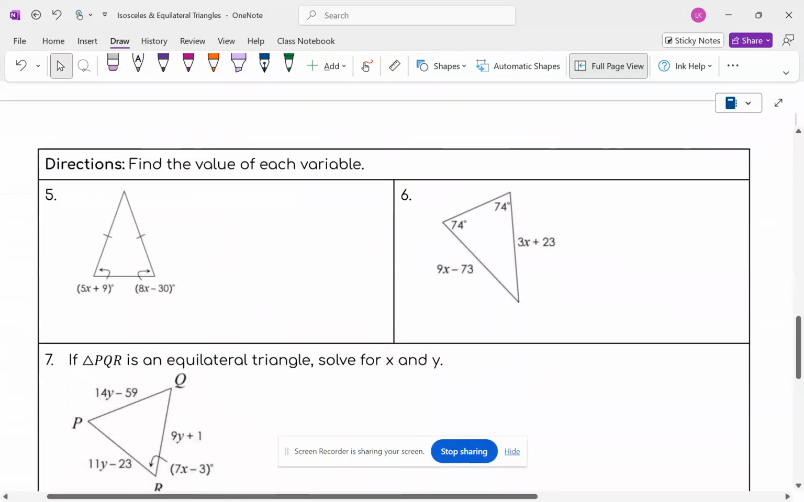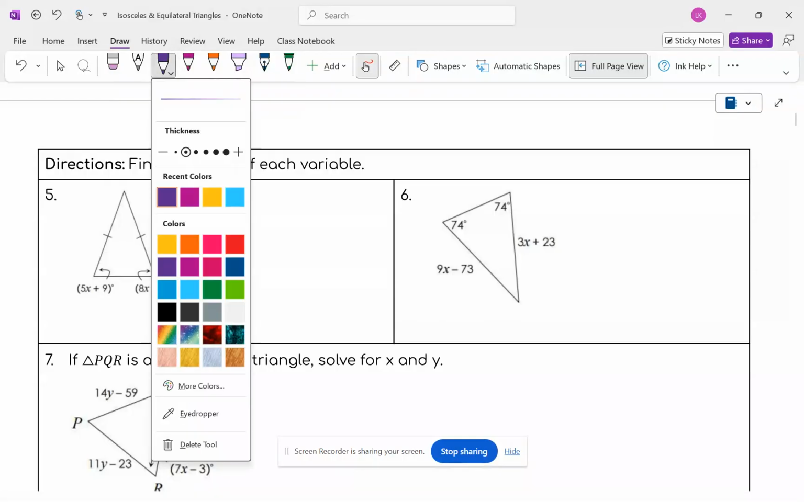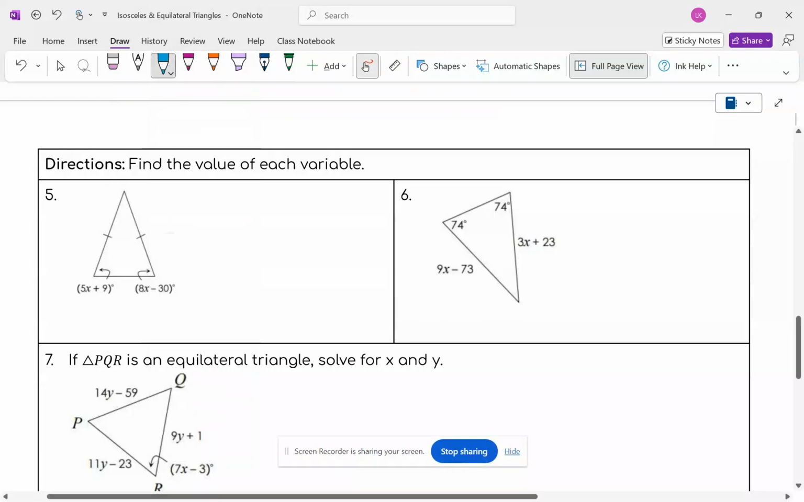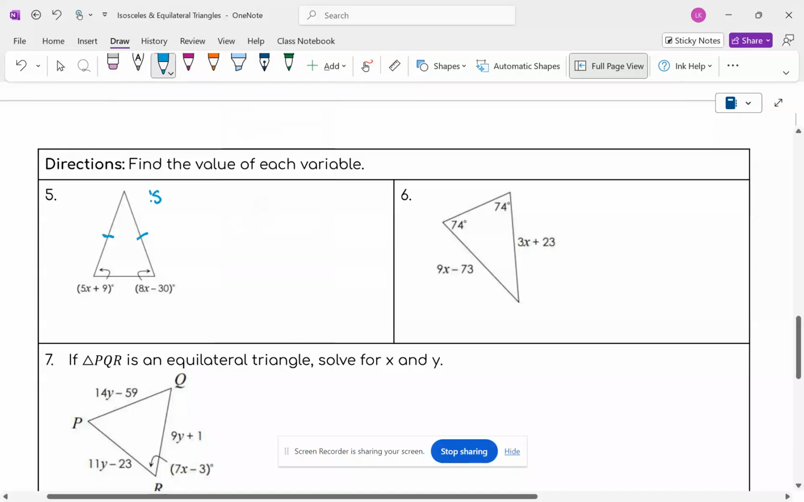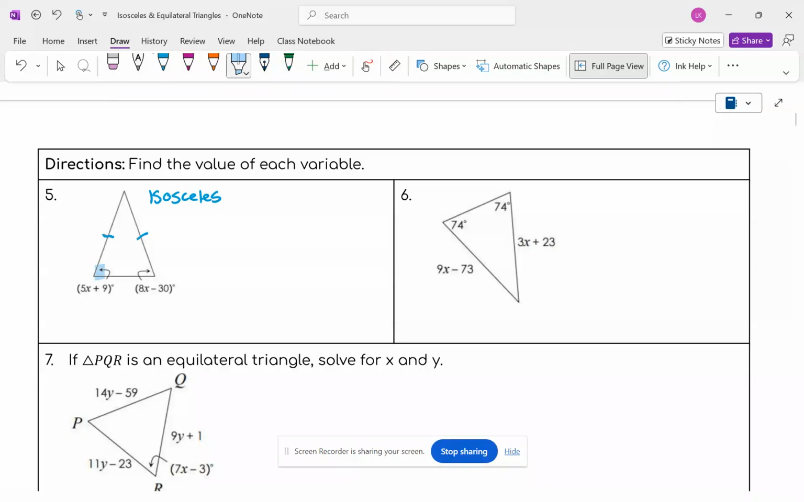All right, now we're going to hop down to number 5, where it asks us to find the value of each variable. Well, they tell us that these two sides are congruent. And so because that's true, this is an isosceles triangle, which means that these two angles are congruent because I can draw a line straight across and hit these angles, which means that 5x plus 9 equals 8x minus 30 and asks us to find the value of each variable.